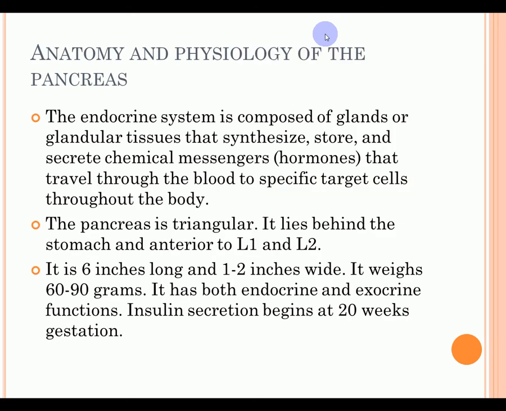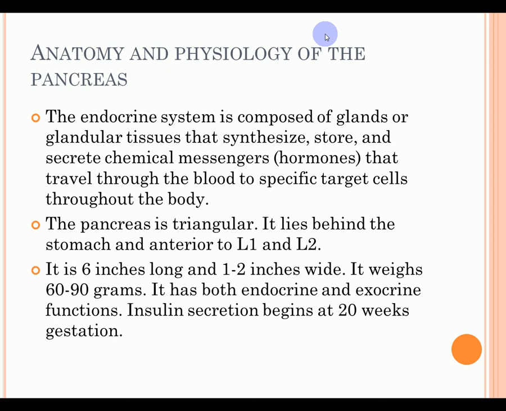So thinking about the anatomy and physiology of the pancreas. Actually, the endocrine system, if we think about it, has glands or glandular tissue that does what I call the 3 S's: synthesize, store, and secrete. So it does the 3 S's: synthesizes, stores, or secretes. And it does this through chemical messengers or hormones that travel through the body to a target cell.